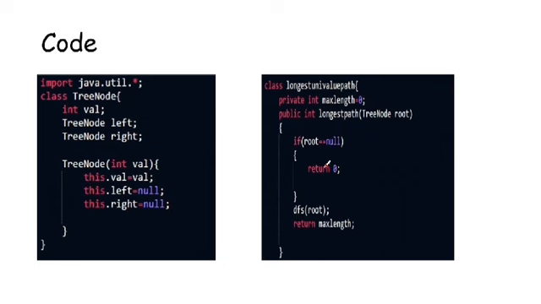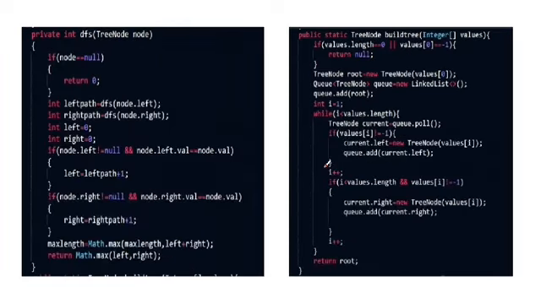It is updated during the recursive traversal of the tree. The longest univalue path function calculates the longest univalue path in the tree. It starts by checking if the root is null. If the root is empty, then it returns 0. Otherwise, it calls the helper function dfs to recursively traverse the tree and calculate the length of the univalue. After traversing the tree, the function returns the maximum length of the univalue path stored in the max length.